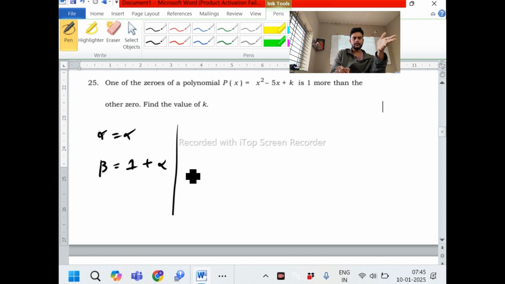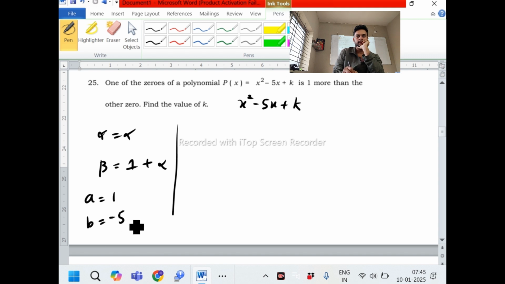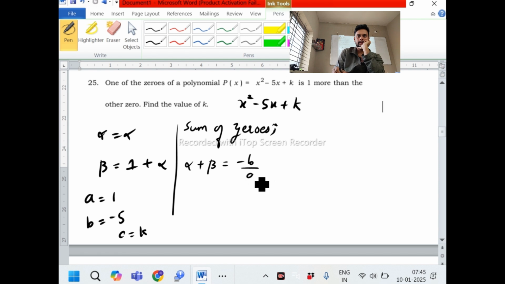We know, first I will write the equation. x square minus 5x plus k is there. What is a here? 1. What is b? What is c? k. Okay. So first, the sum of zeros we will do. Sum of zeros is equal to alpha plus beta is equal to minus b by a.